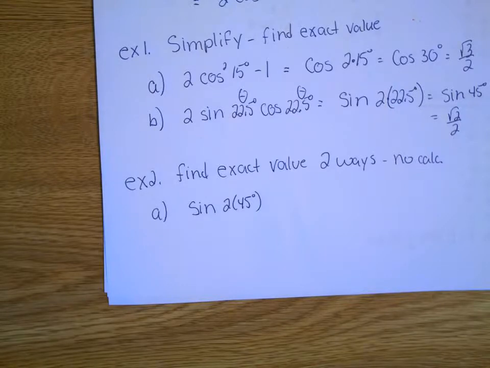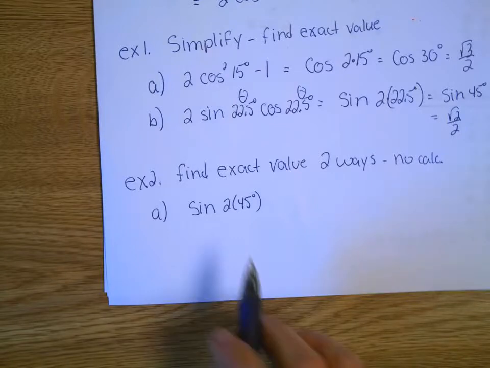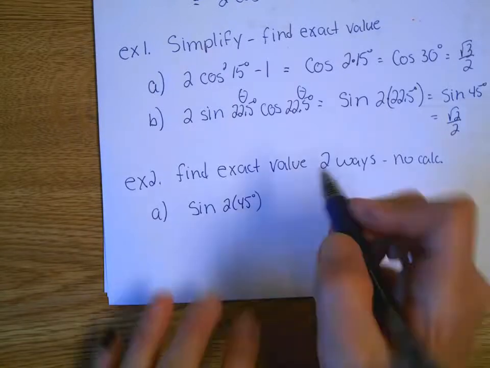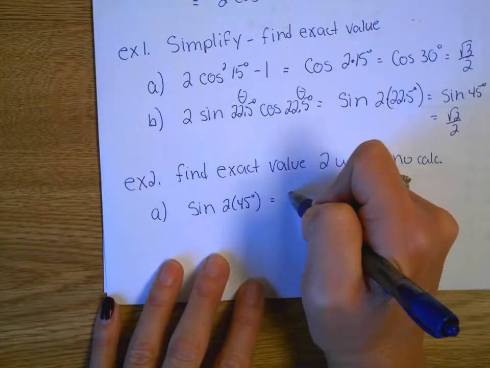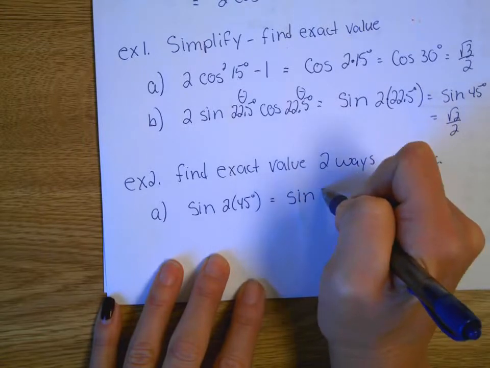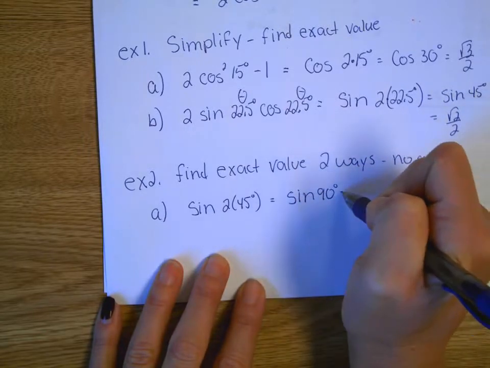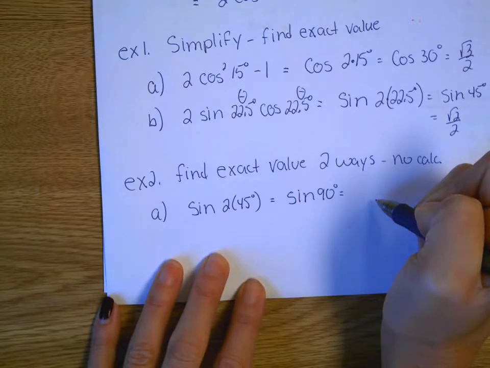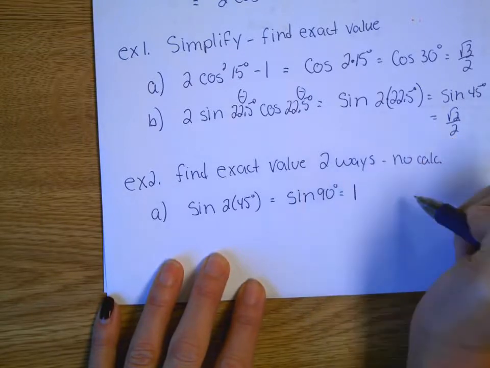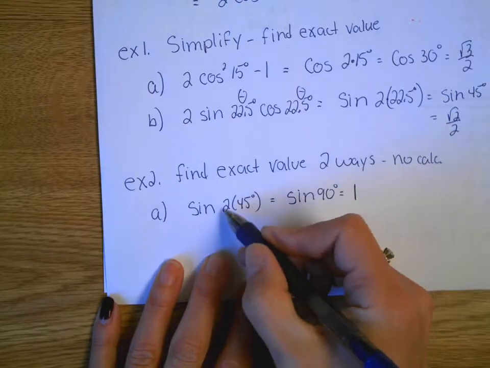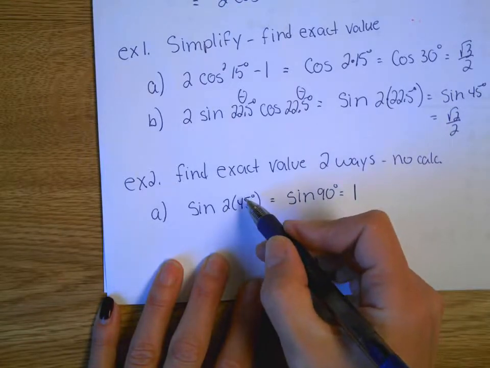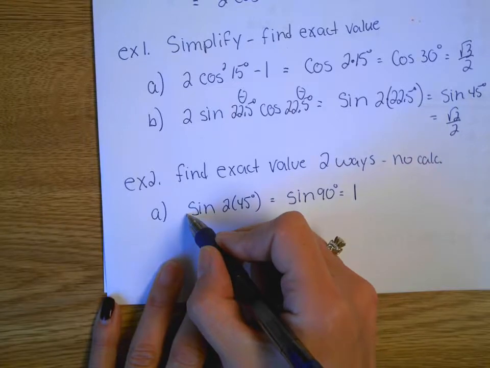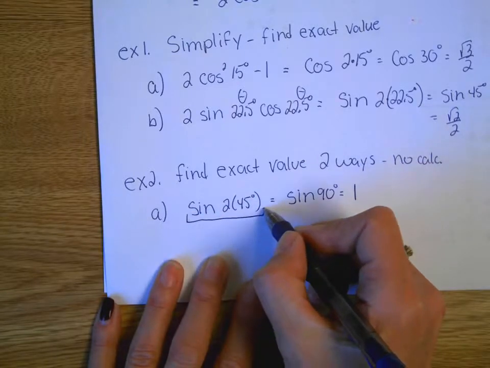Okay, what's one way you can find this exact value? Just take the sine of 90. Yeah, you can multiply 2 times 45. So that will give me sine of 90. What's the sine of 90? It's 1. Okay, you found it one way. You multiplied 2 times 45. What's the other thing you can start with here? What's the other avenue you can go down?